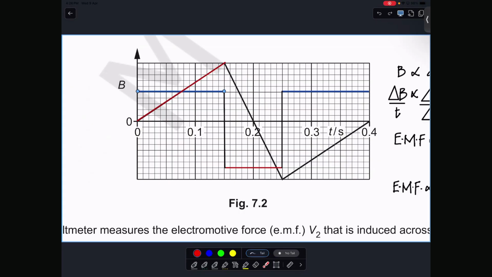Yes, because if the sine graph is B, d phi by dt will be cosine, minus cosine. And a question comes up: how are they shifted? 90 degrees. So yes, a transformer's input and output are 90 degrees phase shifted.